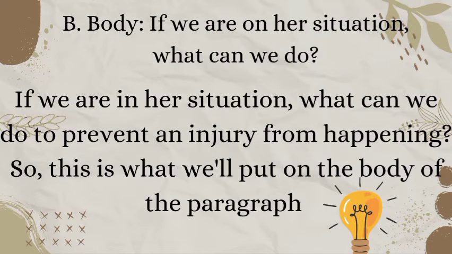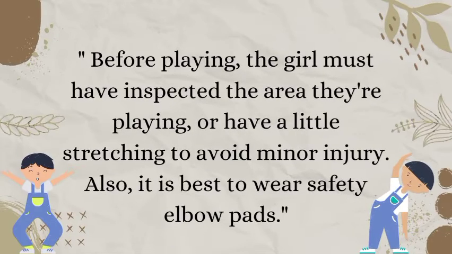B. Body. If we are in her situation, what can we do to prevent an injury from happening? So, this is what we'll put in the body of the paragraph. Before playing, the girl must have inspected the area they're playing in or done a little stretching to avoid minor injury. Also, it is best to wear safety elbow pads.